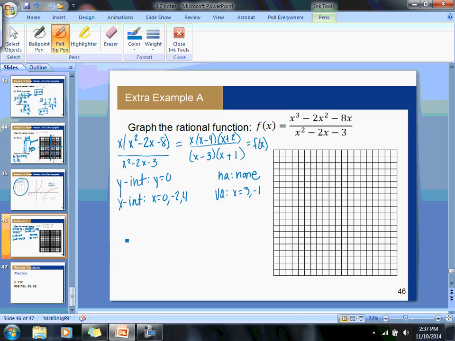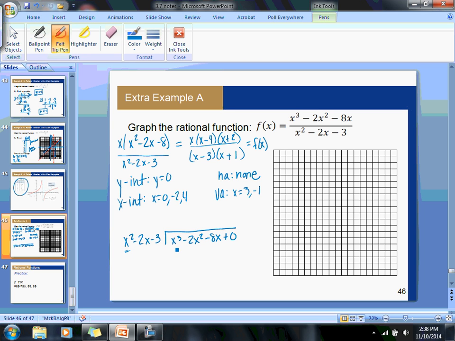So let's see if I can squeeze it in here. I'm going to have x squared minus 2x minus 3, and that's divided into x to the third minus 2x squared minus 8x. Now, technically, I need a placeholder there at the end because I'm missing that constant term, so I'm going to put in a plus 0. That's one thing you have to remember with your synthetic or your long division, is that you have to put in your placeholders.